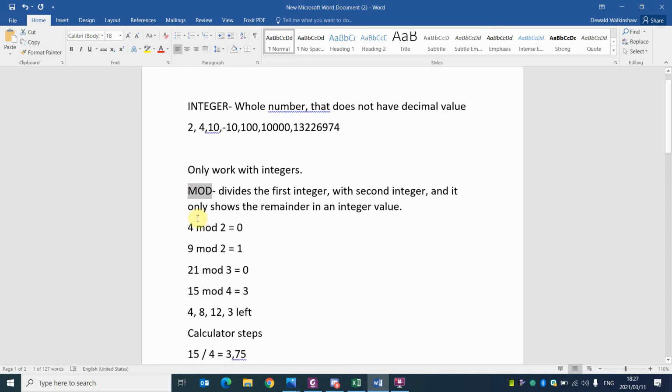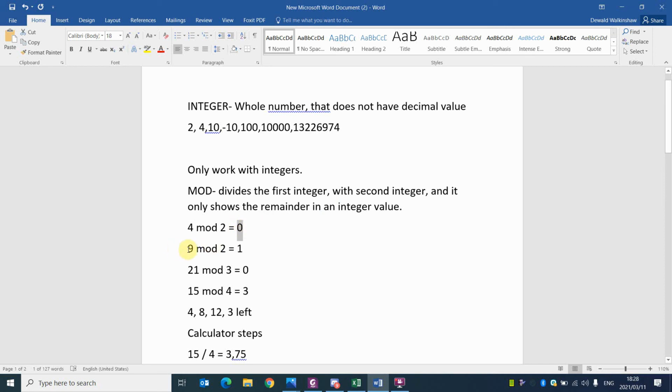Alright, so what is mod? Mod is when you take your first integer, you divide it with your second integer, and you display only the remainder. That is the part of the division that cannot fully fit into a group. So if we look at an example like 4 mod 2, you say, how many times can 2 go into 4? It goes in 2 times, and there is no remainder. So the 4 is completely used up.